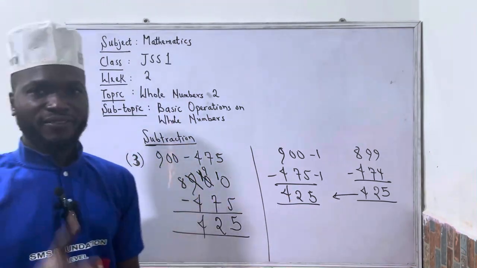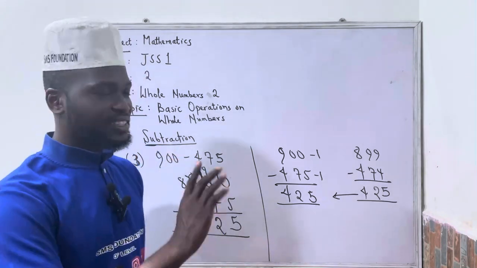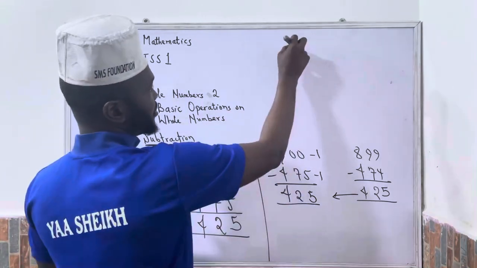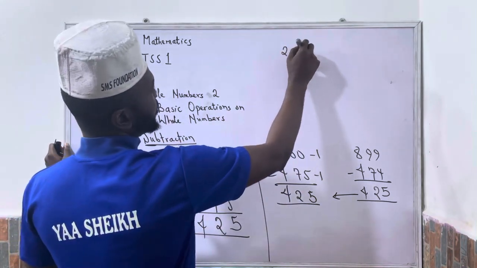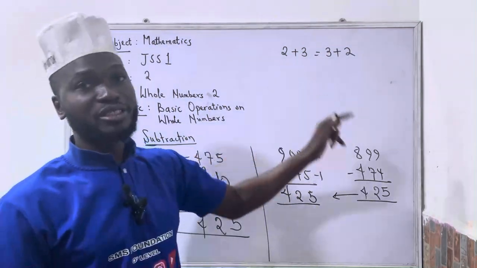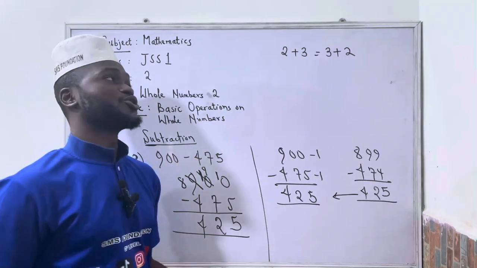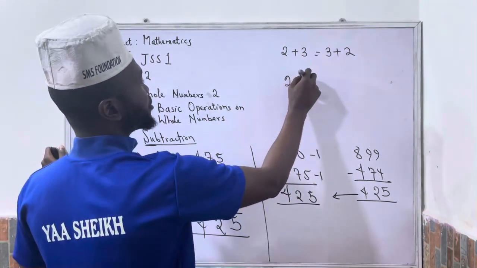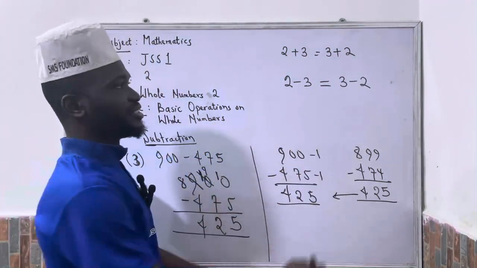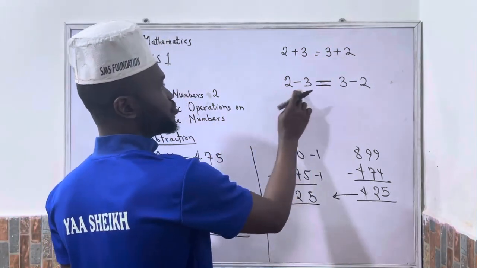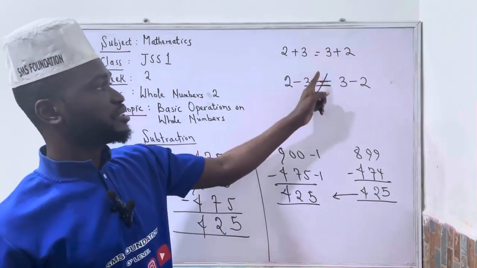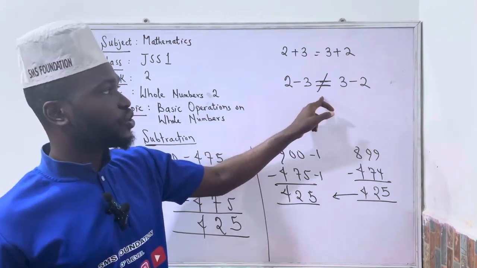So you can see. Now, however, the last statement that I made in addition, I said addition is commutative. That is, you can say 2 plus 3 will still give you 3 plus 2. That's the commutative law. But that rule does not work for subtraction. You cannot say that 2 minus 3 is equal to 3 minus 2. That is wrong. This is never possible. So I will say that 2 minus 3 is not equal to 3 minus 2. Whenever you see this symbol, it simply means not equal to.